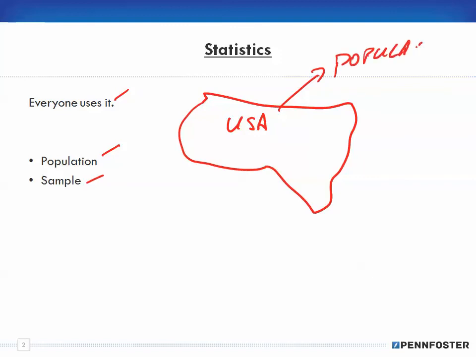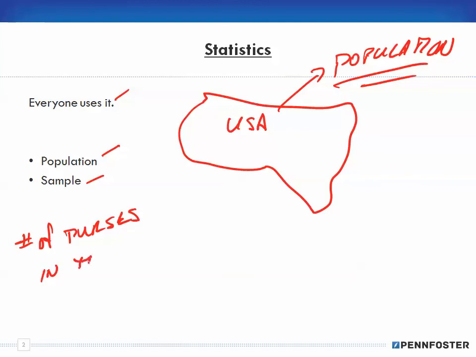Now, I realize that this might not be the best example, because when we think about the number of people in the United States, we're going to call it a population. We can think about a population being, say, the population of the number of purses in the United States.